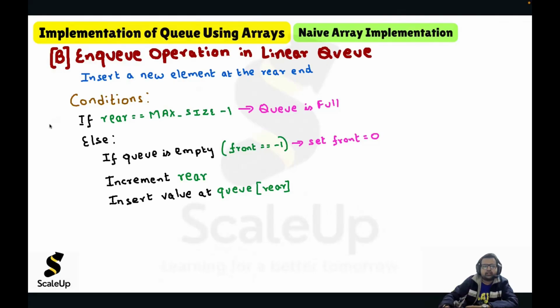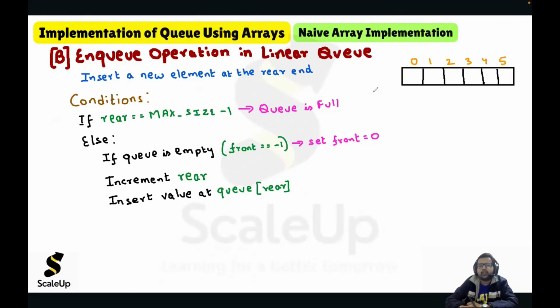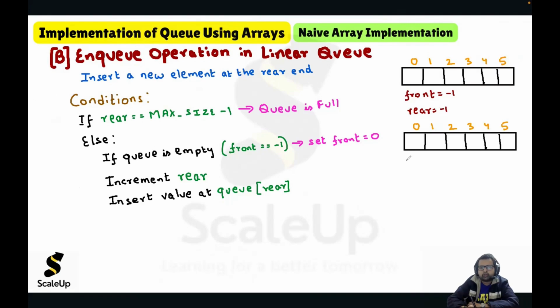So let us visualize it. Suppose I have an empty queue. I know that both front will be minus 1 and rear will be minus 1. Now let us suppose I perform the operation NQ 10. Since the queue is empty already, I know that I have to update front also in this special scenario, and rear I have to increment no matter what. So rear was minus 1, it will become 0.